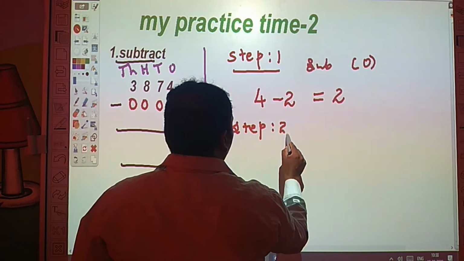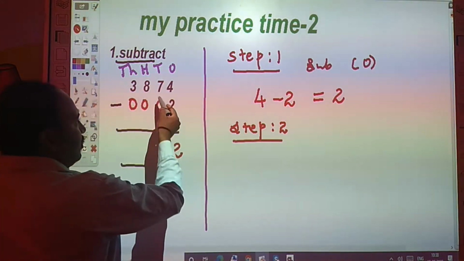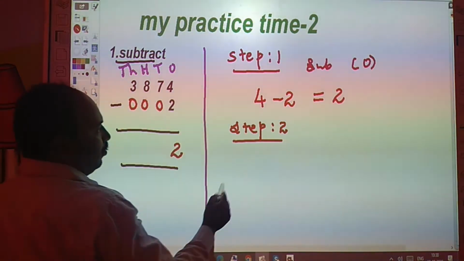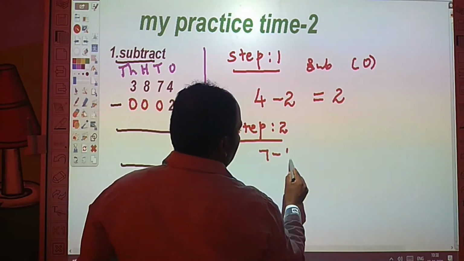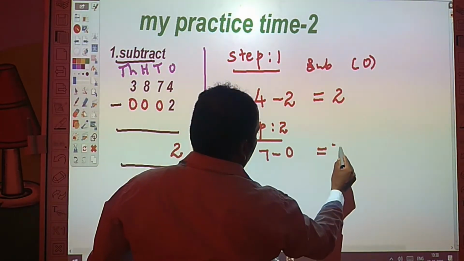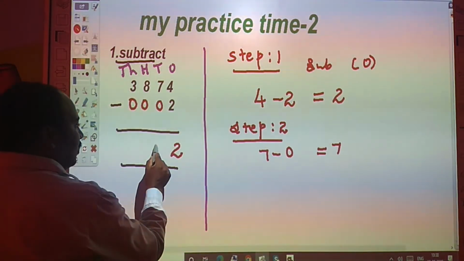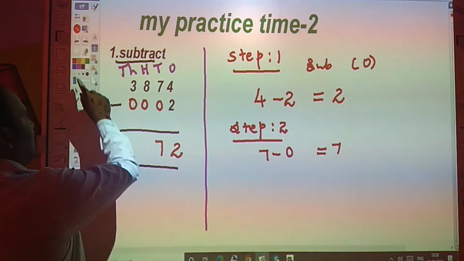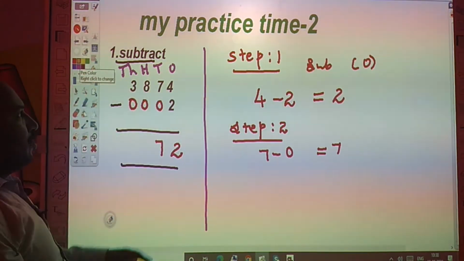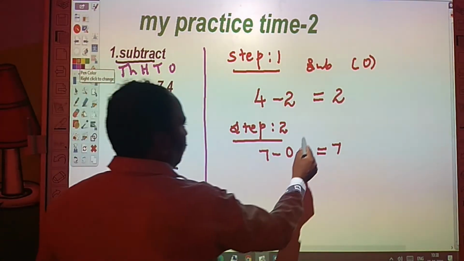Step 2. Here the tens place is 7 minus 0. 7 minus 0 is equal to 7. So the number 7, write in tens place. Next we go to the hundreds place.